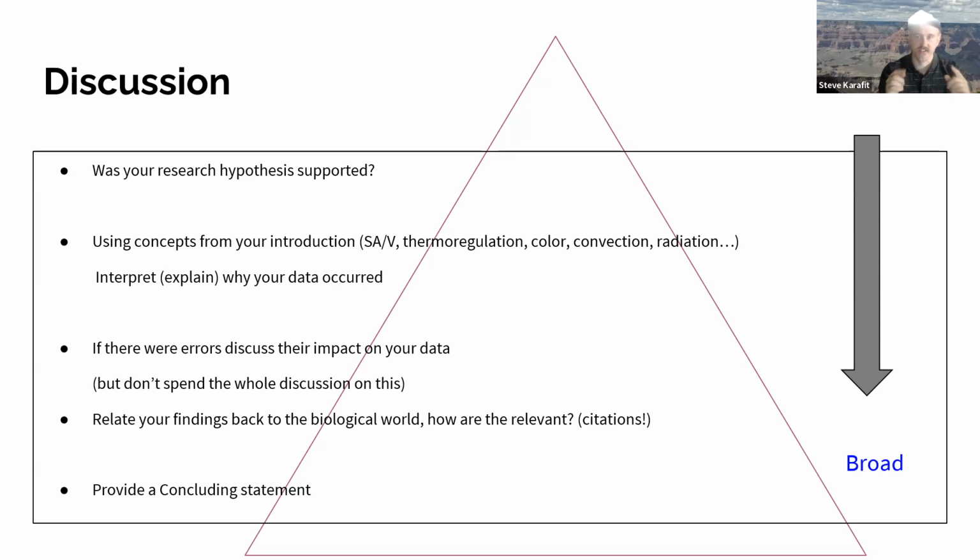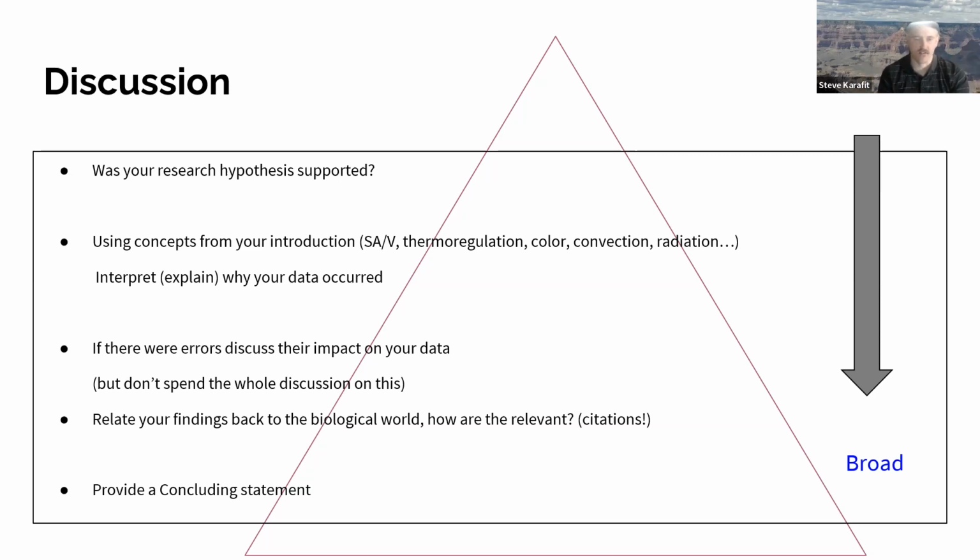So was your research hypothesis supported? Start there. Discussions start narrow. What happened in your experiment? What does it mean? And then you expand broadly and tie it back to biology as a whole. Was your research hypothesis supported or not? Why or why not? Then explain why your data occurred using what you know about heat, thermoregulation, surface area to volume ratios, all that background you introduced in the introduction.